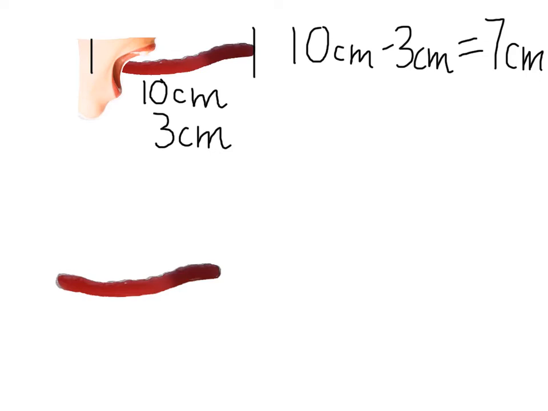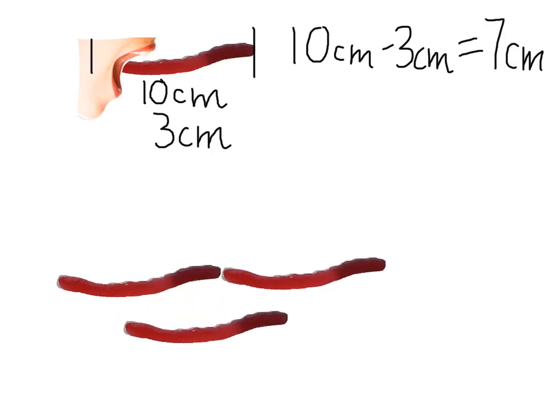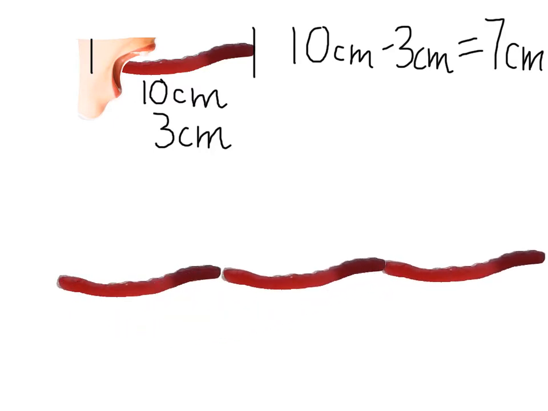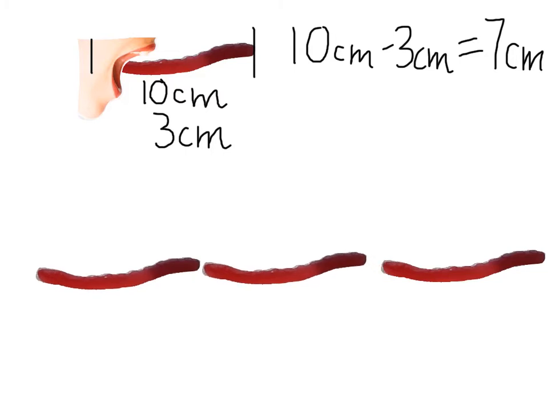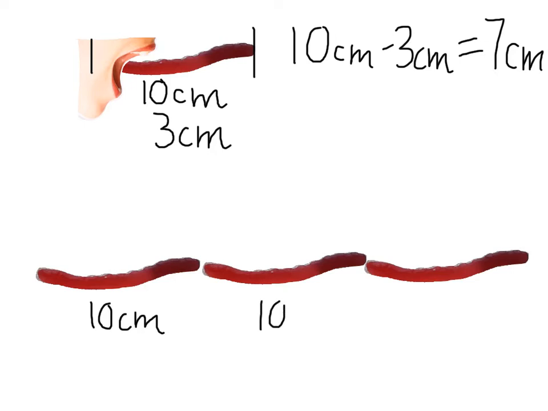Okay, another problem using lolly snakes. I'm going to work out how long 3 lolly snakes are if I join them together. What is the length of 3 lolly snakes? So I know one lolly snake is 10 centimetres long. That's the length of one. Okay, here's another lolly snake. It's the same length. It's 10 centimetres. And another one, it is 10 centimetres long.